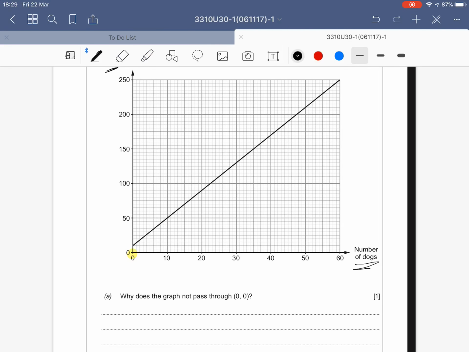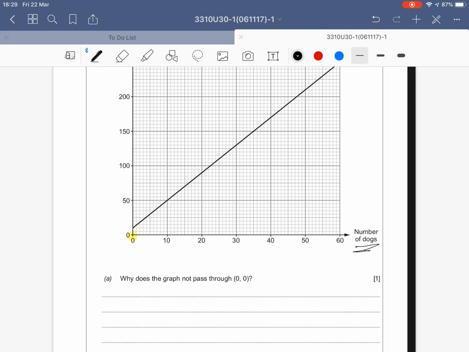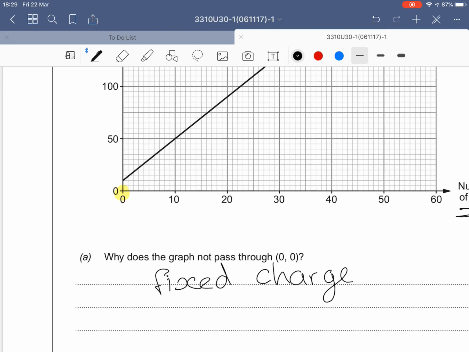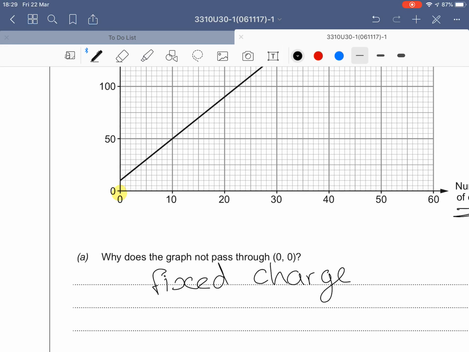Well, with anything that they charge you money for, like electric or even putting your dog in a kennel, there'll always be a fixed charge. That means no matter how many days your dog stays in there, there's always going to be a fixed charge to put your dog in that kennel. So it's because there's a fixed charge of about £10.